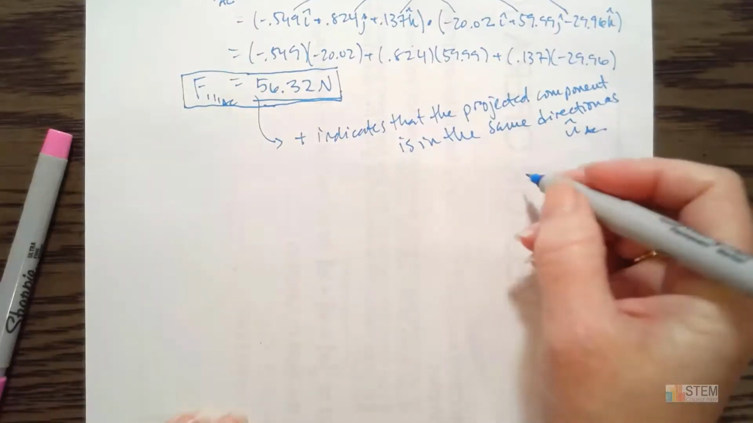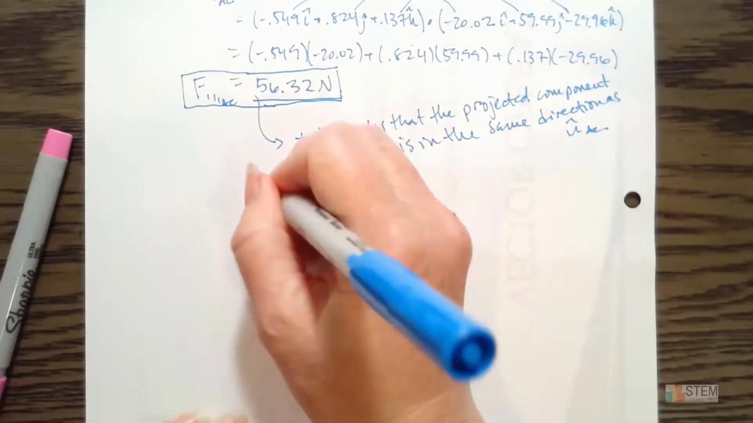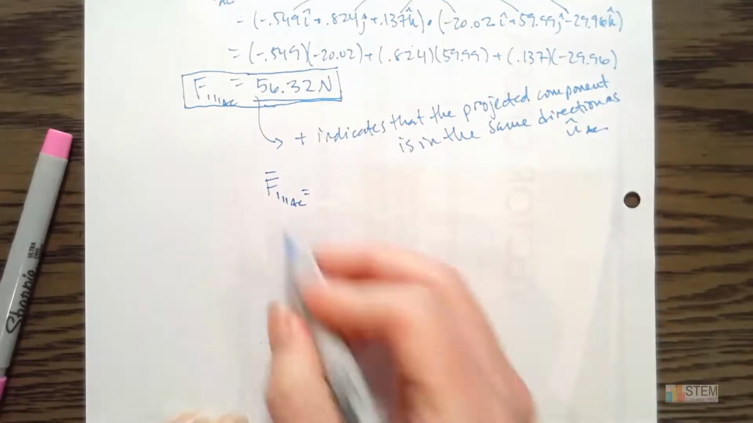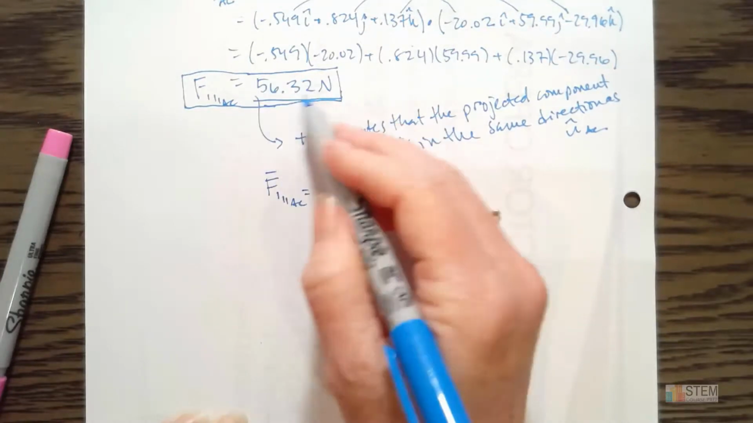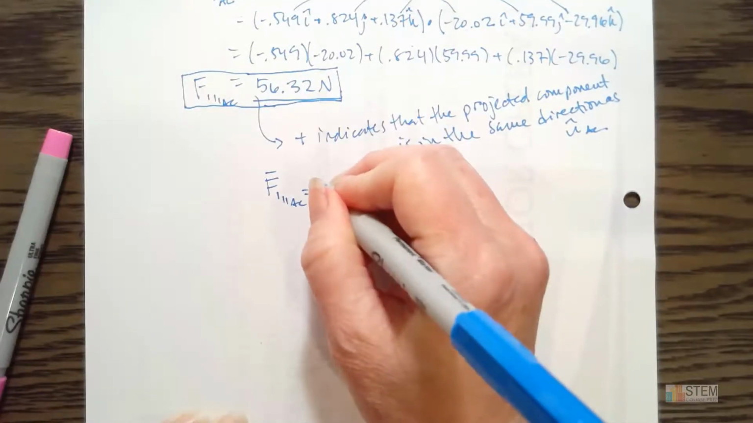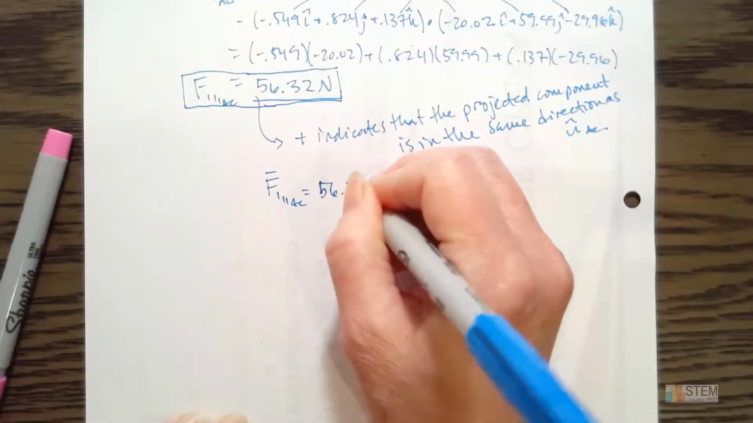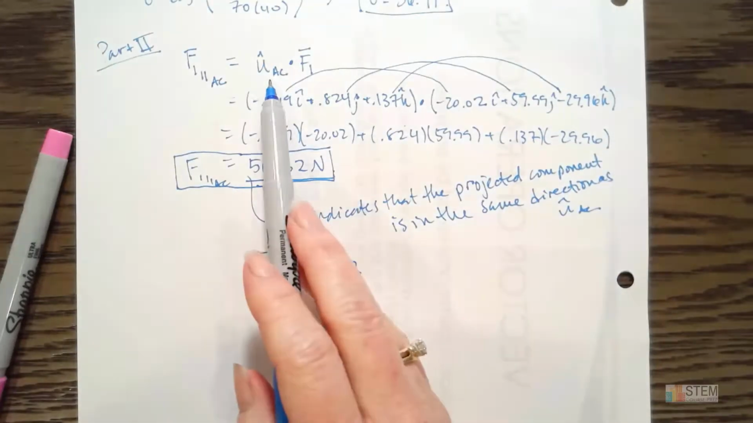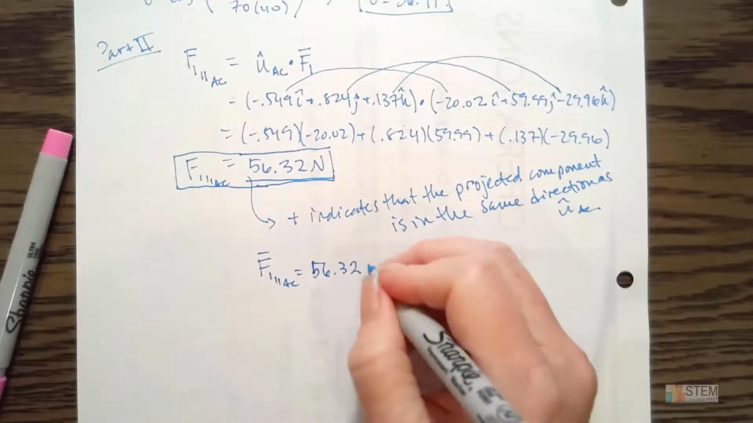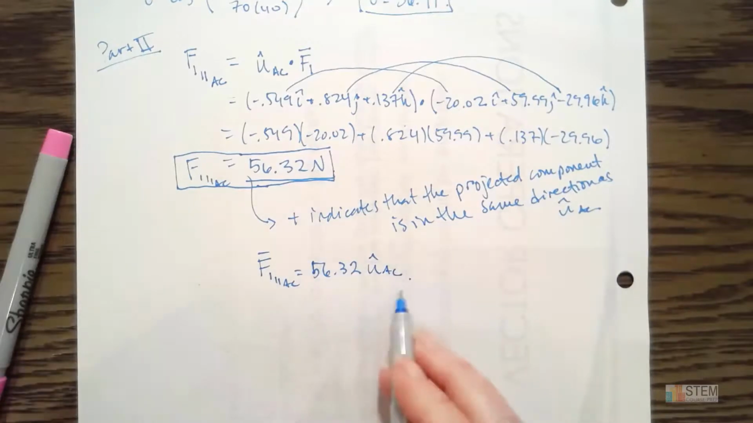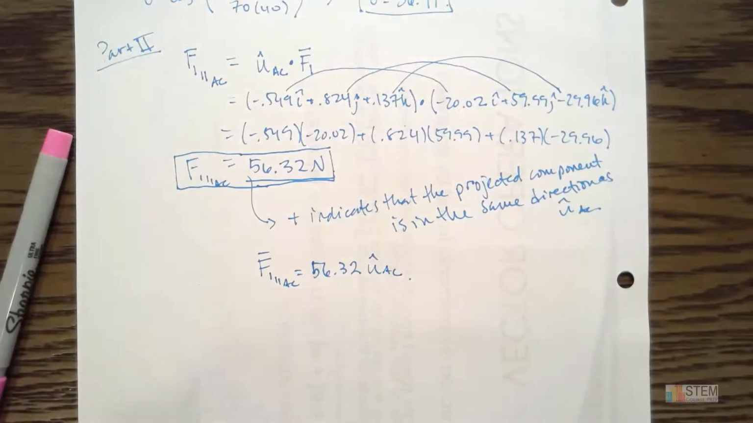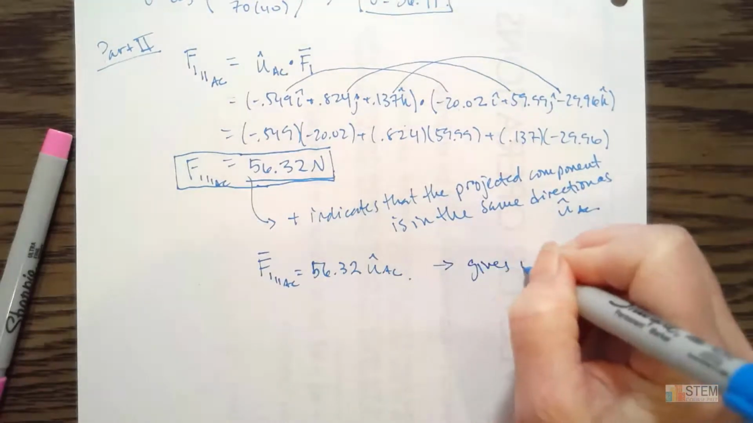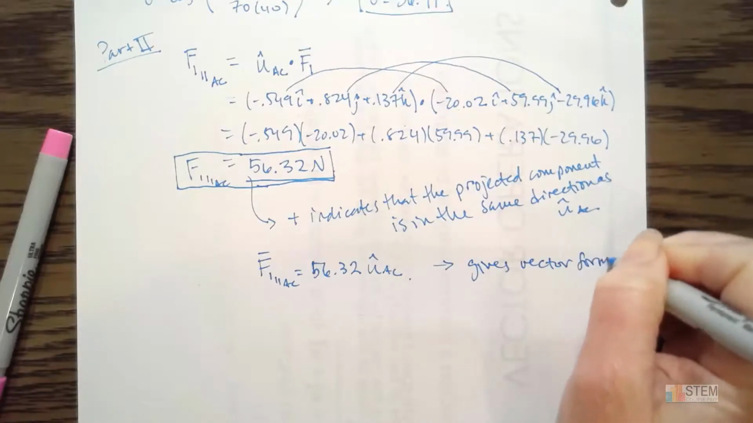Okay, now one more thing I want to show you. It asks for the magnitude. Sometimes it'll ask for the vector form. So if it asks you for the vector form of the projected component, all you need to do is take this magnitude you got, so 56.32, and then multiply it by the unit vector of the line the component's acting on. So that's the UAC. All right, and then that will give you the vector form. All right, I don't have this calculated, but that's how you would find it. All right, so that gives you the vector form.